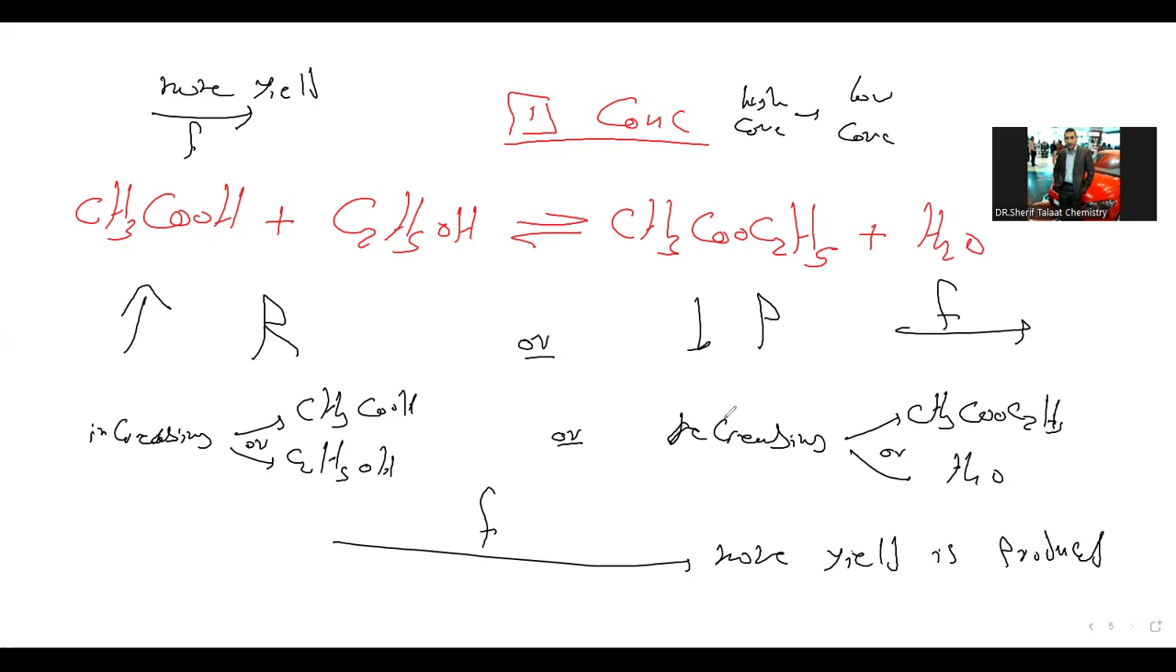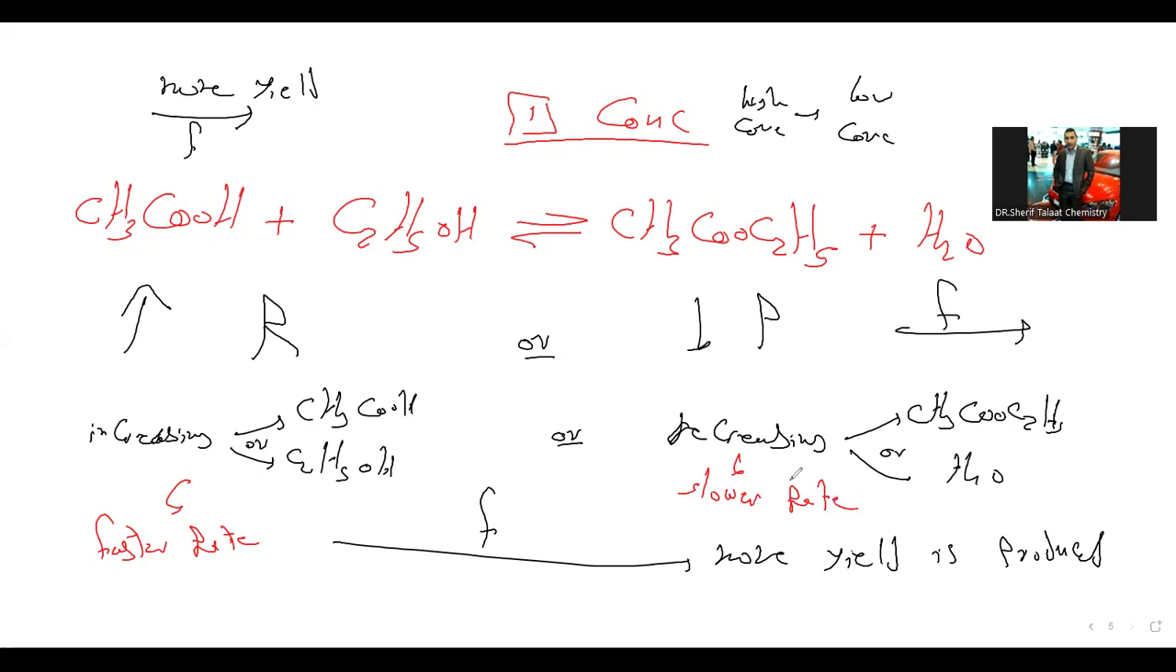So what is the difference if we're increasing reactants or decreasing products? In case of increasing reactants, we have more yield and we have a faster rate. As we know, by increasing any factor, temperature, pressure, concentration, catalyst, light, and surface area, the rate of reaction increases. So by increasing reactants, we have more yield and faster rate. But in case of decreasing products, we have more yield, but a slower rate.